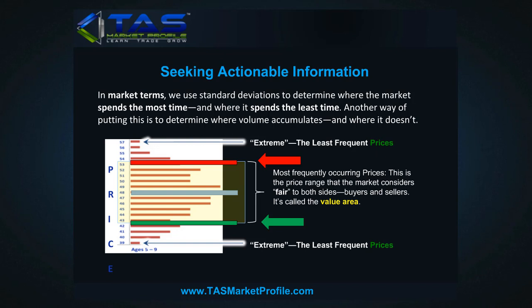In this diagram, you'll see that top red line represents what we call the upper band of the value area. Okay, this is that first standard deviation, all the way down to that bottom green line, which would be the bottom band of the value area.